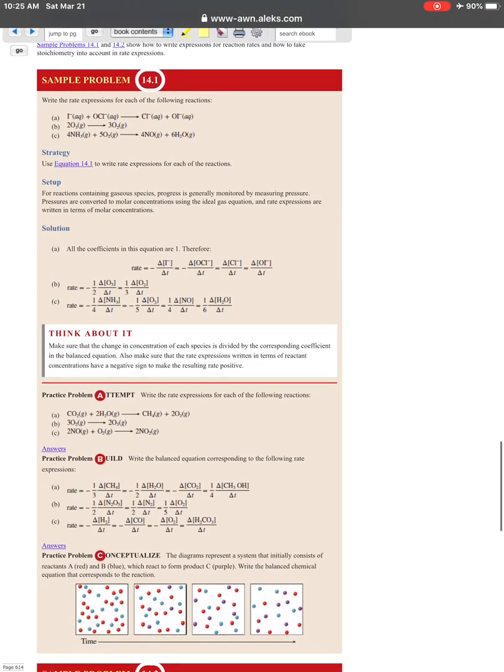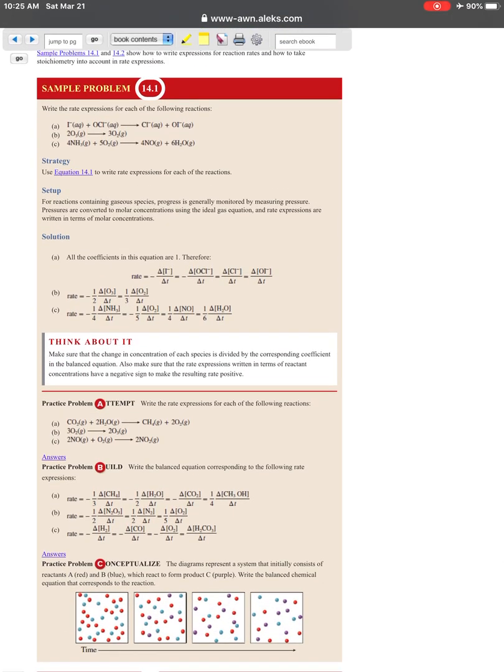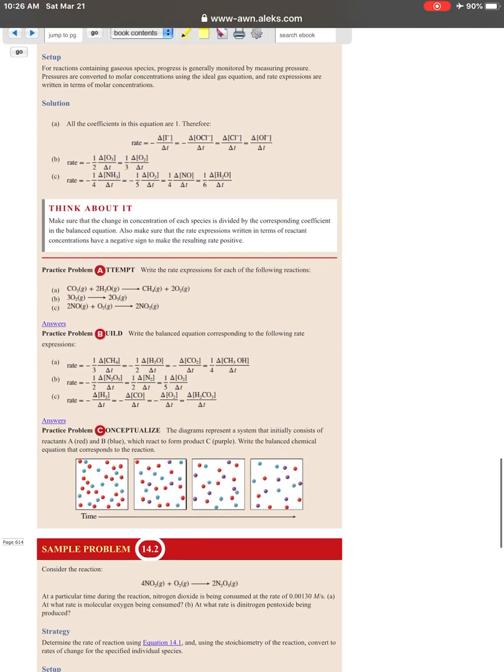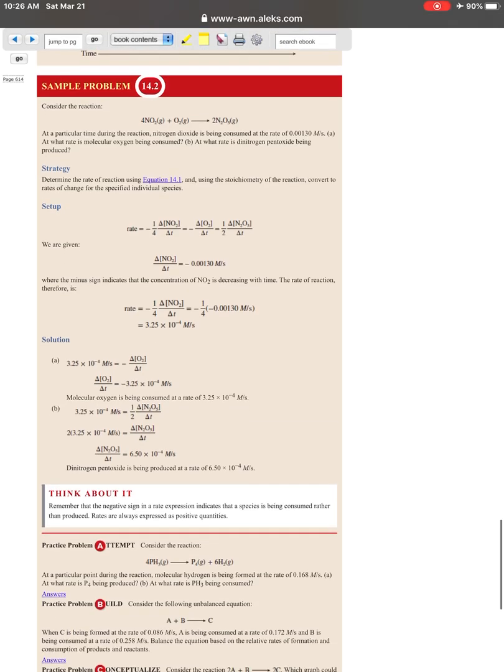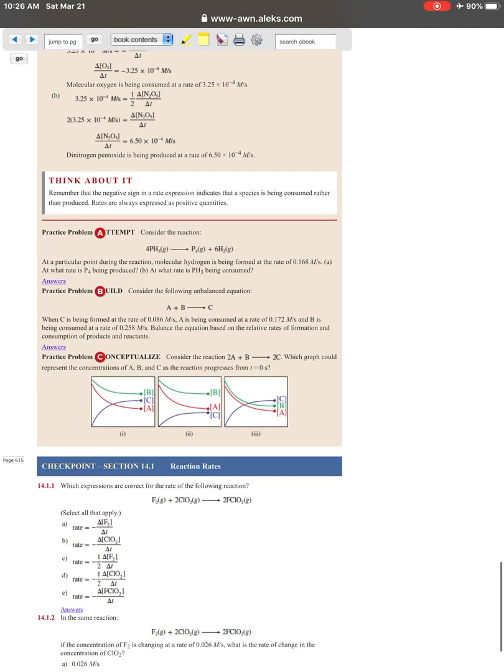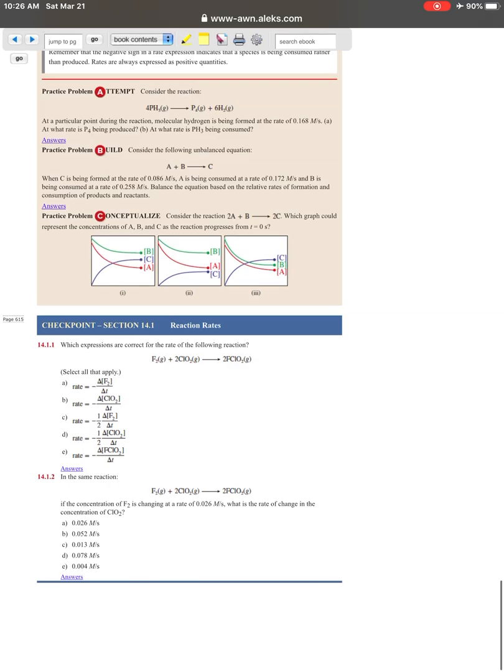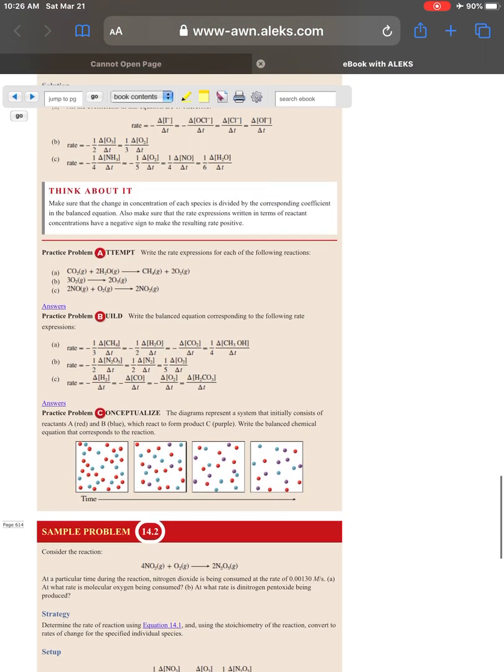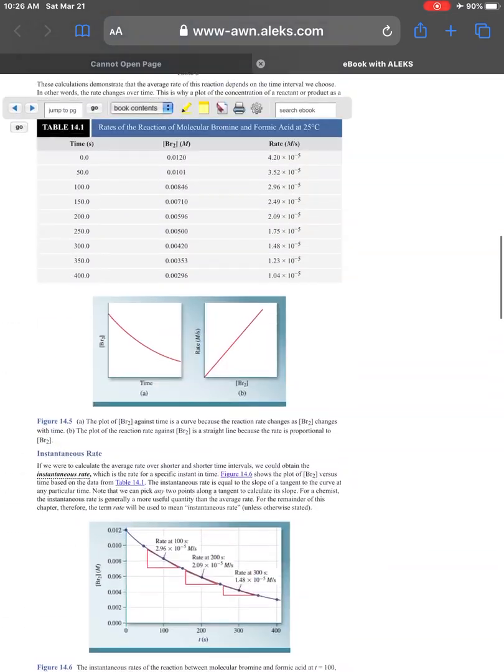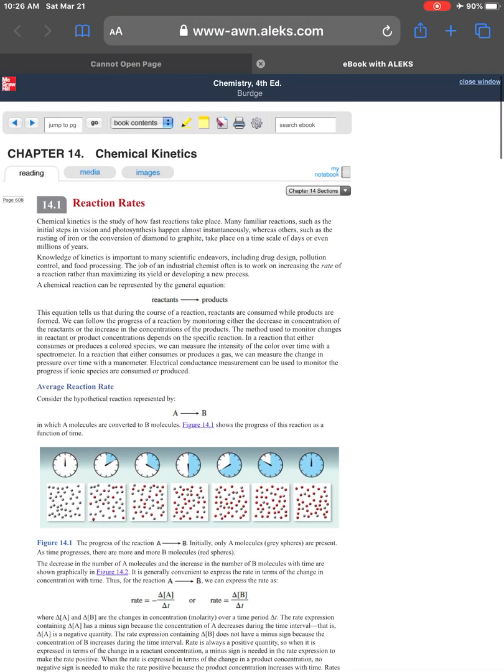Take a look here. Sample problem 14.1: I'm going to go over that problem in a separate video. Same with sample problem 14.2, I'll do that one as well for you. And then there are these checkpoints. This section has quite a bit of an introduction in terms of the reading. A lot of reading in here. But the main thing is to go over this reading, read everything very carefully, and then we're going to do the practice problems.